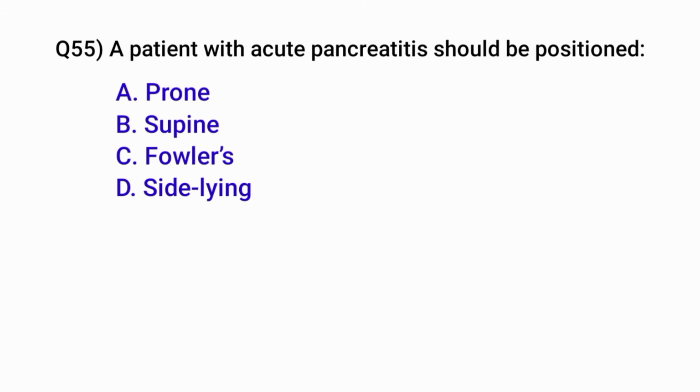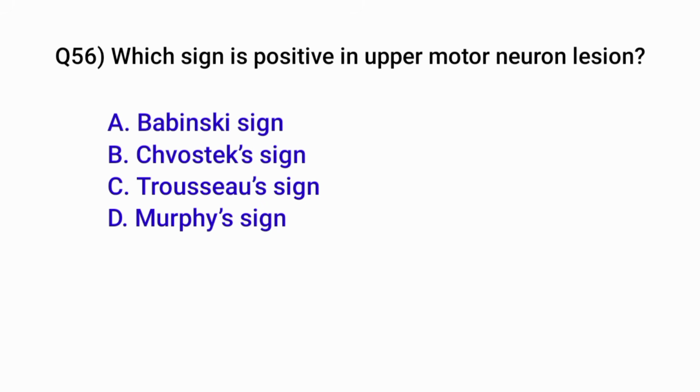Question number 55. A patient with acute pancreatitis should be positioned? Correct option is C, Fowler's position. Question number 56. Which sign is positive in upper motor neuron lesion? Correct option is A, Babinski sign.